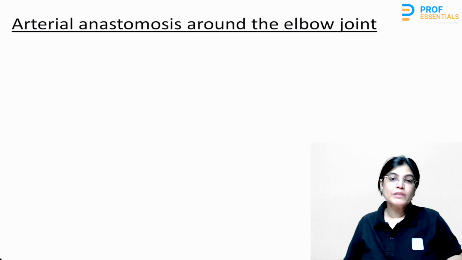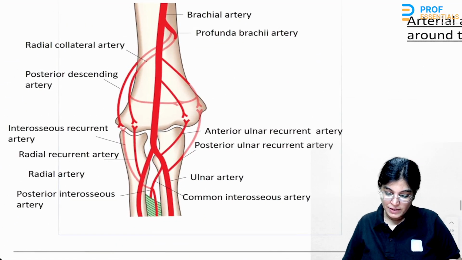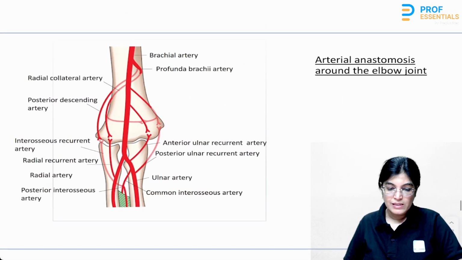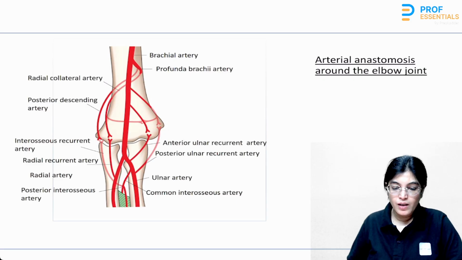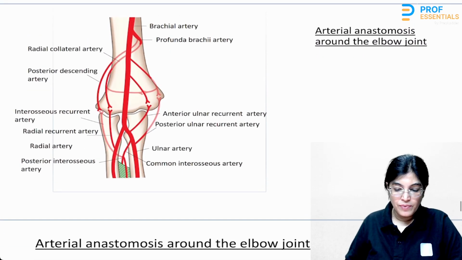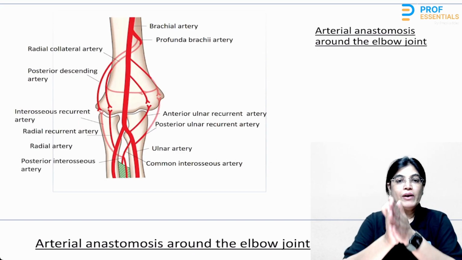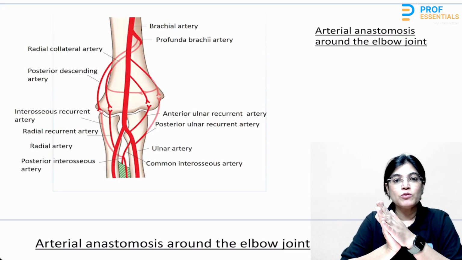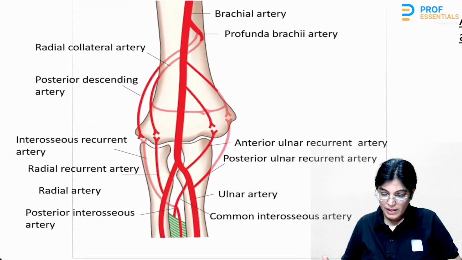So what I want you to understand, and then I will write it. Basically I want you to see this image, everyone. If I'm talking about the arterial anastomosis around the elbow joint, here is an easy way of memorizing it. So we can just enlarge this.